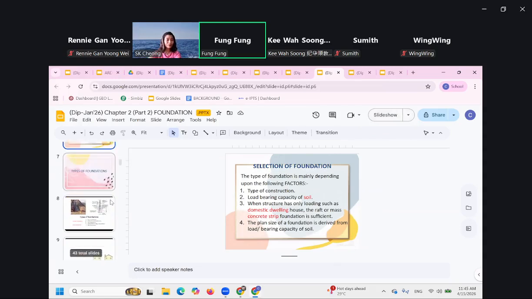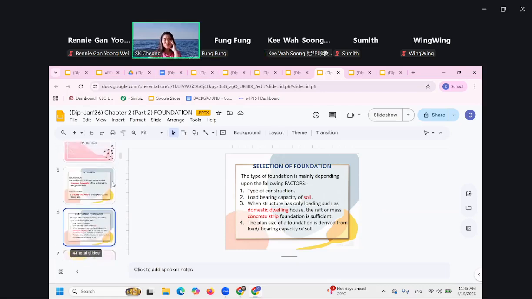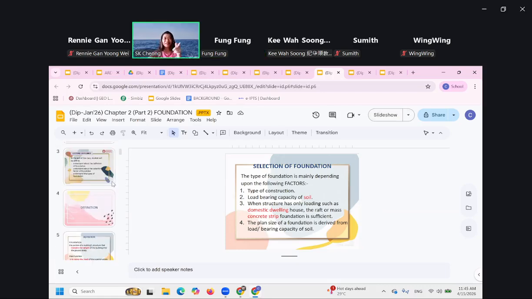Madam Chong, this is Fang Fang. Is this a hint that there's more questions on foundation compared to site preparation? I think it's a very direct question. I cannot hide anything, because for the last chapter one lesson, it seems that we have to read everything.